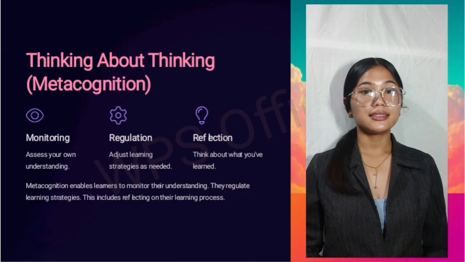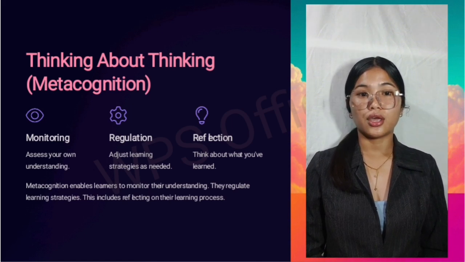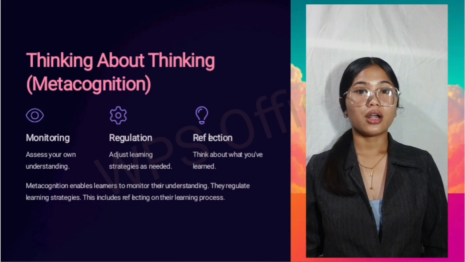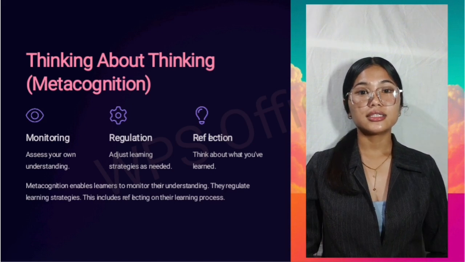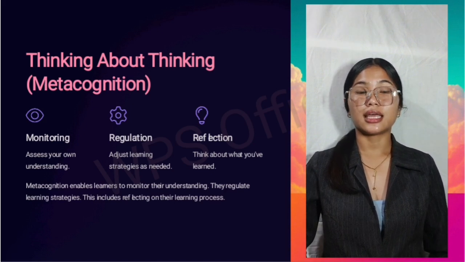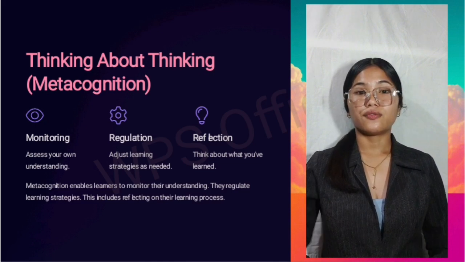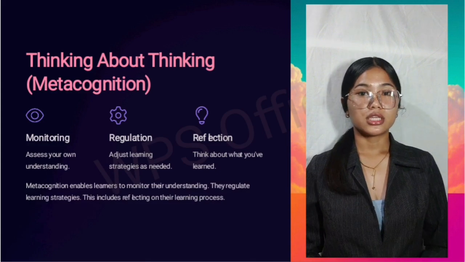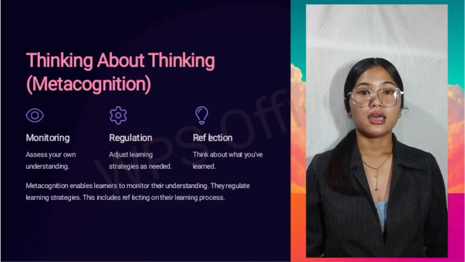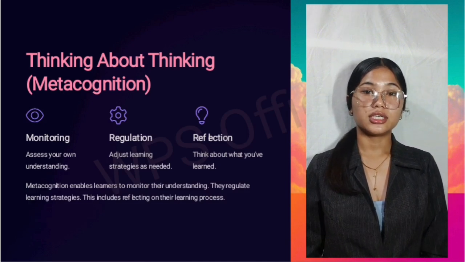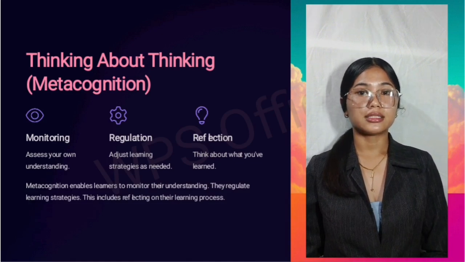Next is thinking about thinking, or what we call metacognition. In monitoring, you assess your own understanding. In regulation, you adjust learning strategies as needed. In reflection, you think about what you've learned. Metacognition enables learners to monitor their understanding. They regulate learning strategies, and they reflect on their learning process.